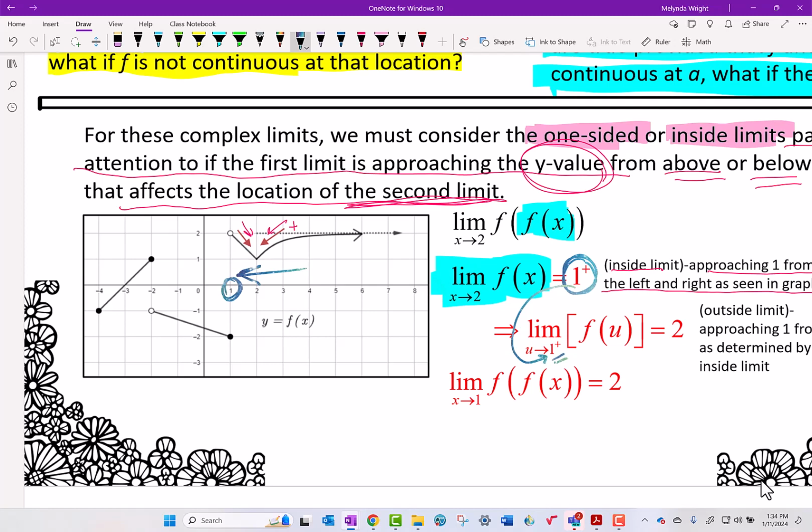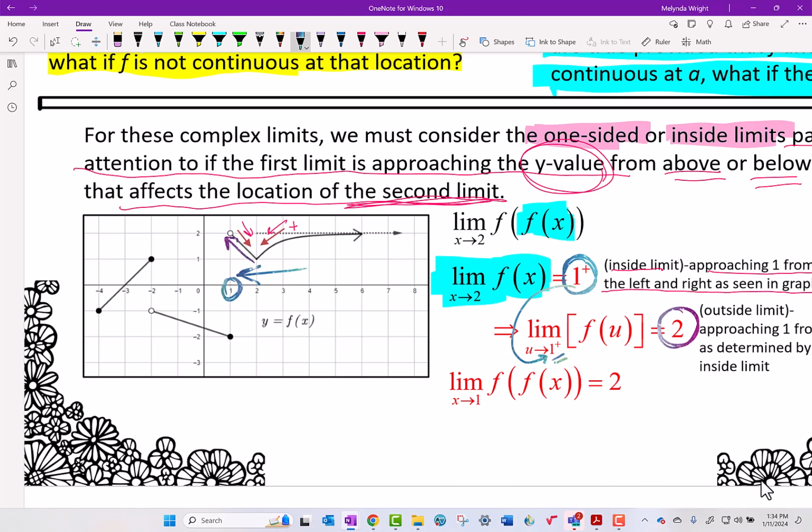Notice how coming from above is transitioning to coming from the right. That's a nuance. Those are technically different, right? Coming from above is equated to or related to coming from the right. As I head to an x value of 1 from the right, where is my y value headed? It's headed to 2. And so my answer is 2.